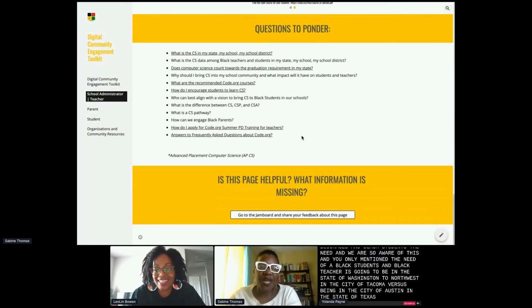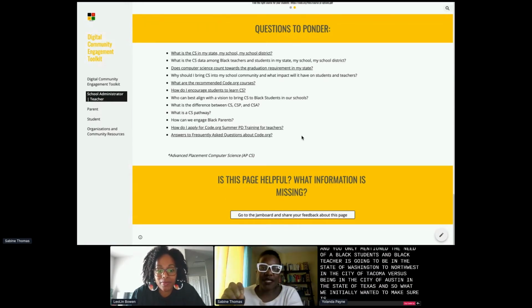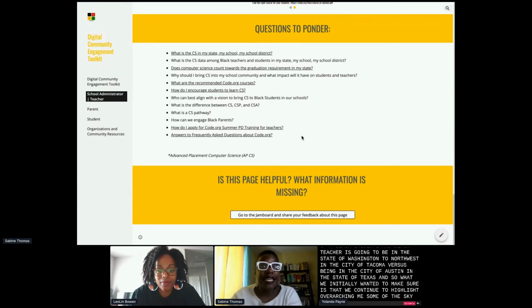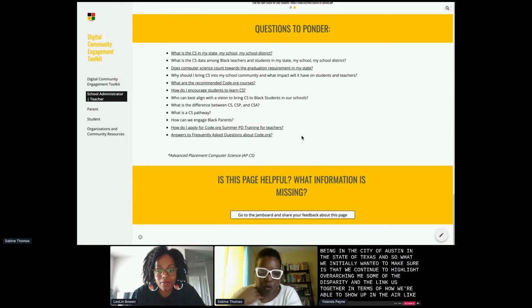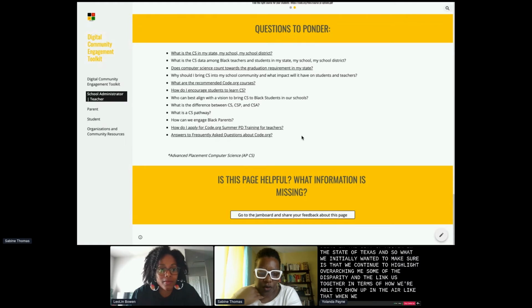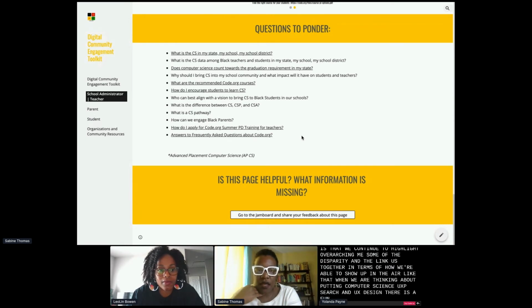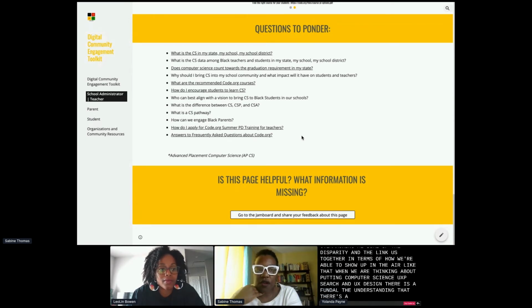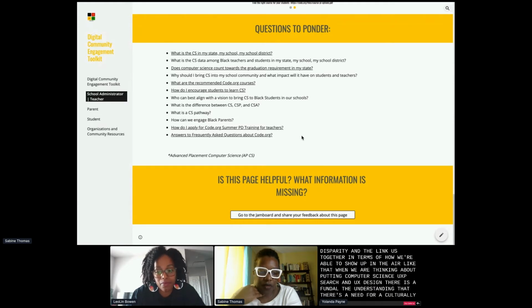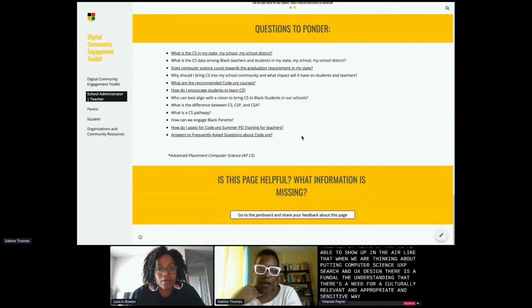And so what we at least initially wanted to make sure of is that we continue to highlight, overarchingly, some of the disparities that link us together in terms of how we're able to show up in this world of computer science. I also want to highlight that when we are thinking about coding, computer science, UX research, and UX design, there is a fundamental understanding that there is a need for a culturally relevant, appropriate and sensitive way of sharing information, but also the outcome.